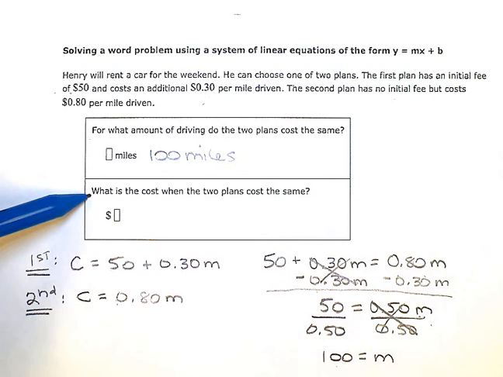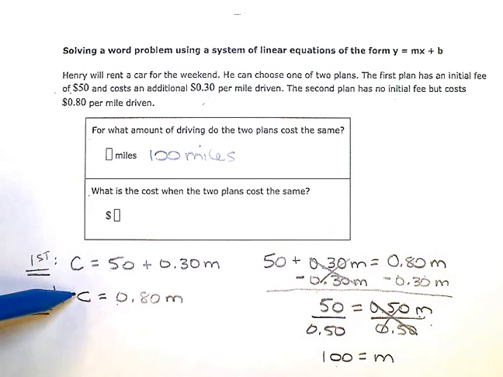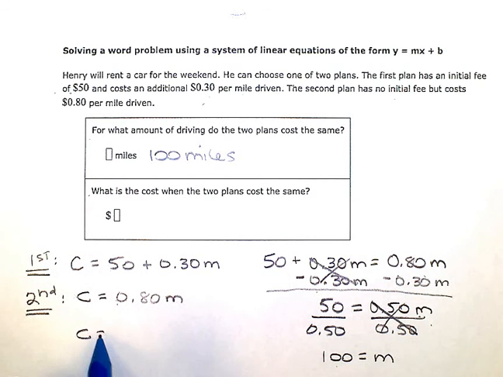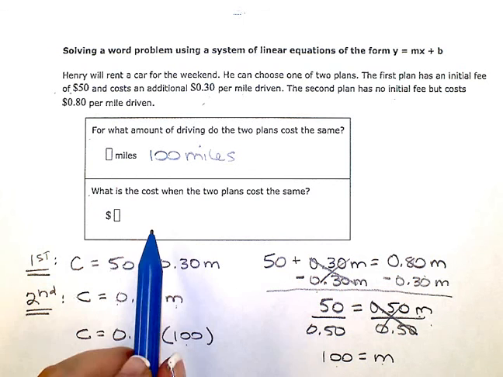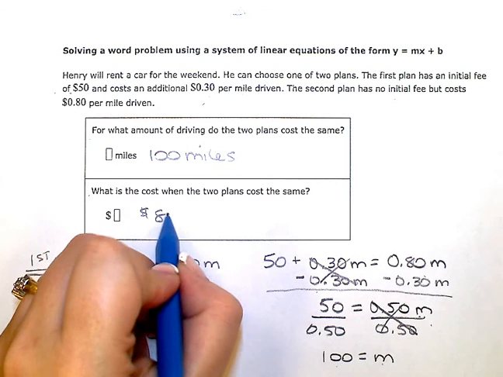Now the next part of the question says, what is the cost when the two plans cost the same? So I can use either one of these two equations because I know that they're going to cost the same, just to figure out what the C value or the cost is. So I'm just going to use this bottom one here because it just looks a little simpler, but I have 0.80 times, and then the m that I'm wondering about is 100. Or I want to know what the cost is when my miles are 100. So I'm going to substitute 100 in right there. So if I do 0.8 times 100, that's going to give me a cost of $80, or C equals 80. So the cost when the two plans are the same would be $80.